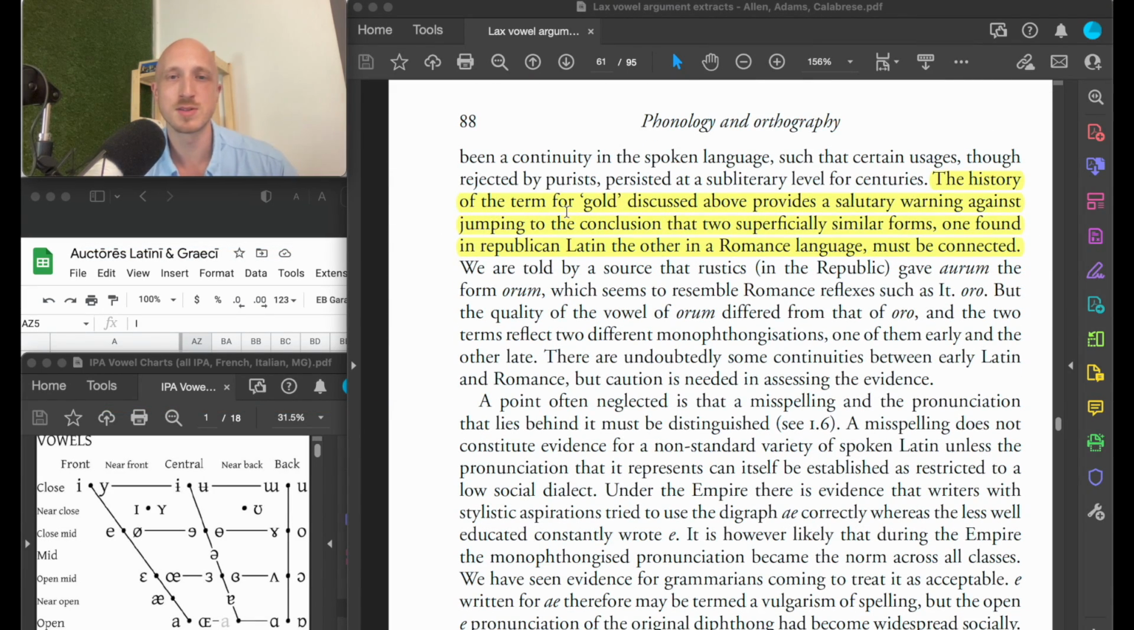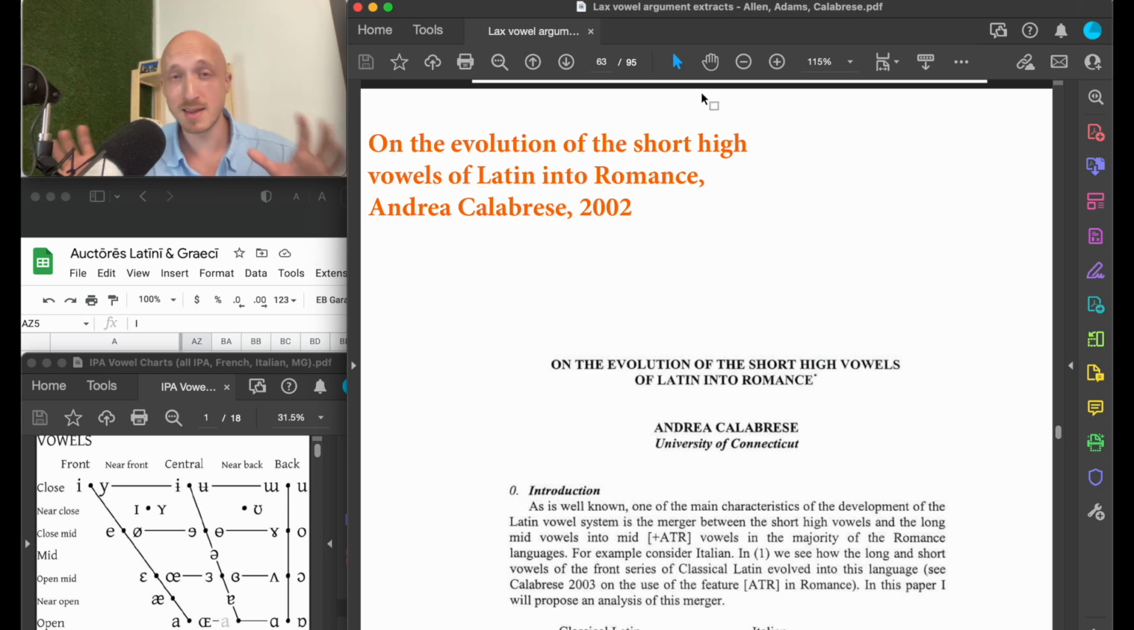Final conclusions, diphthongs, and social variation. The history of the term for gold discussed above provides a salutary warning against jumping to the conclusion that two superficially similar forms, one found in Republican Latin and the other in a Romance language, must be connected, because they just plain aren't.